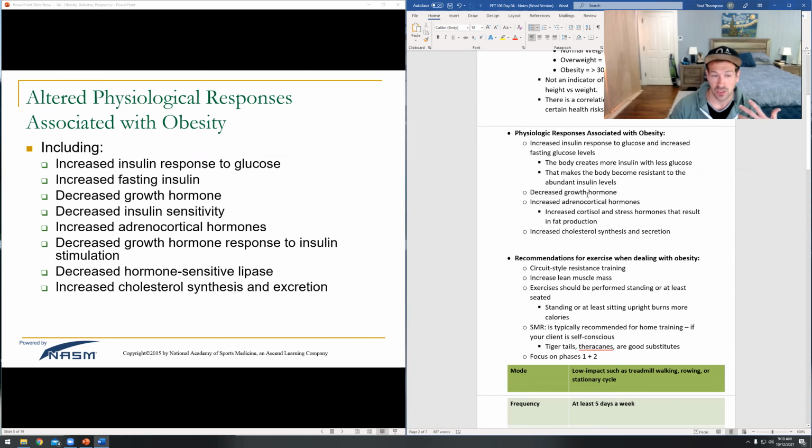It is harder to grow your body naturally when you are obese, which is tough because we know the more muscle you have, the easier it is to control your weight. And we do also see an increase in adrenocortical hormones in particular. So if you've ever heard of cortisol, cortisol is a stress hormone. And it's actually a good thing.